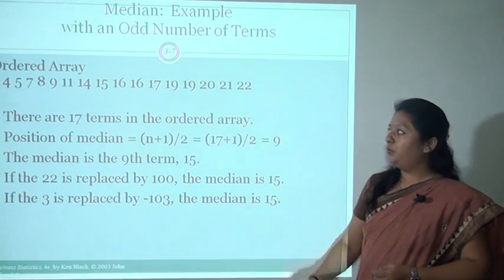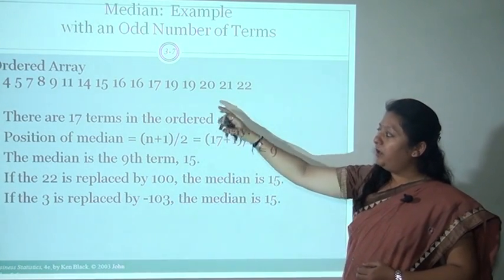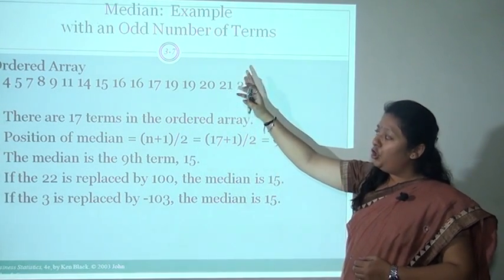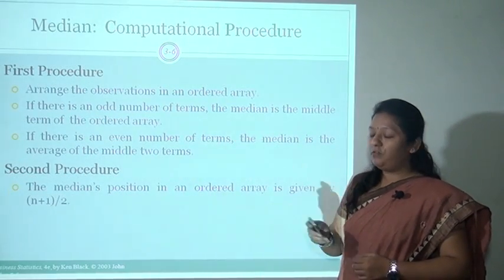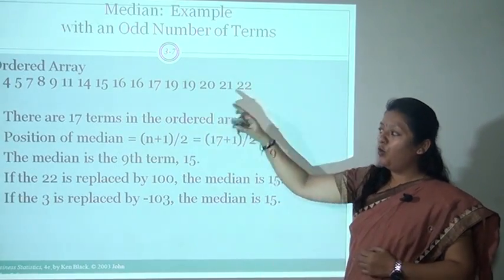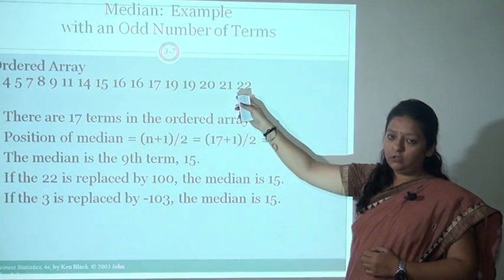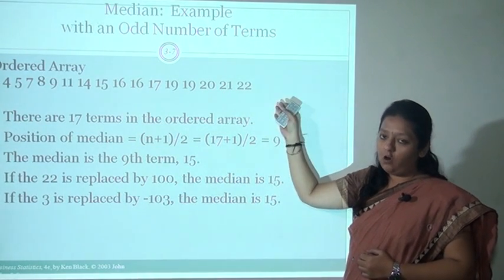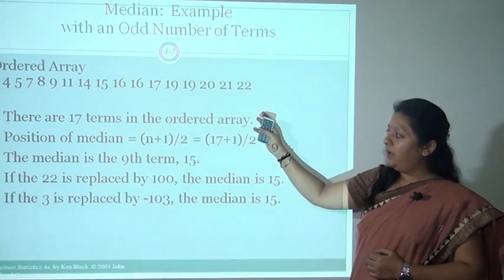Now we'll see how to calculate the median value. Here the ordered array has been given. There are 17 terms in the data set. So if we follow the first procedure, first we have to arrange the whole series in ascending order. We have already arranged all the data into an ascending order, or an ordered array. Now there are 17 terms in the ordered array.